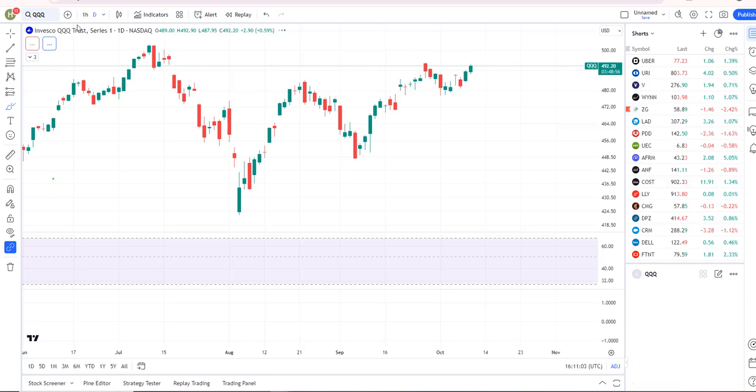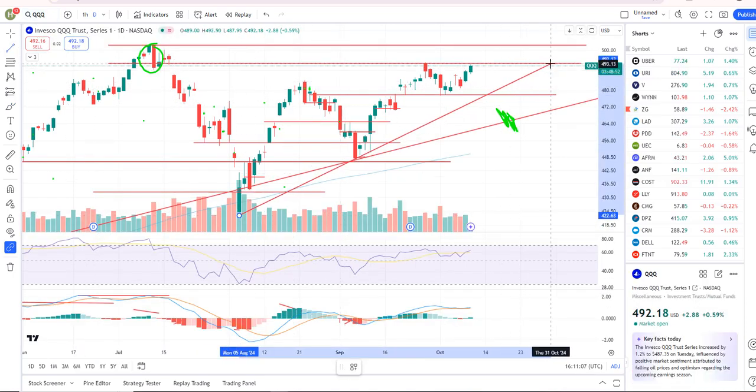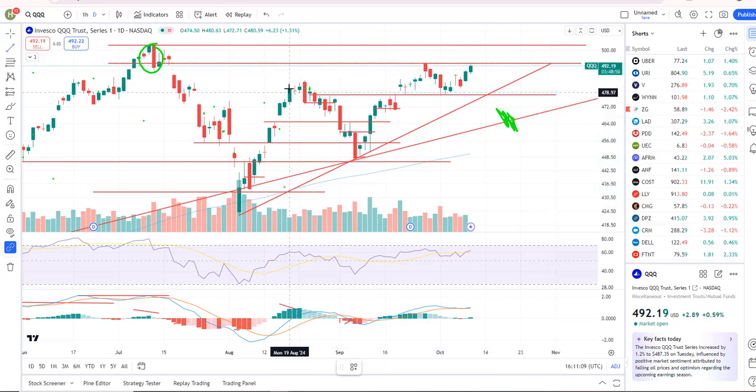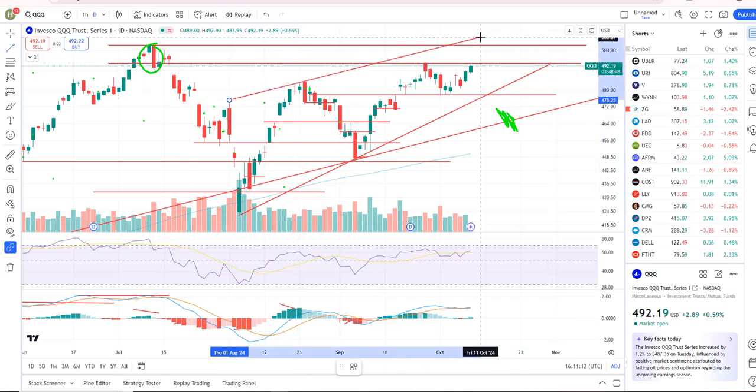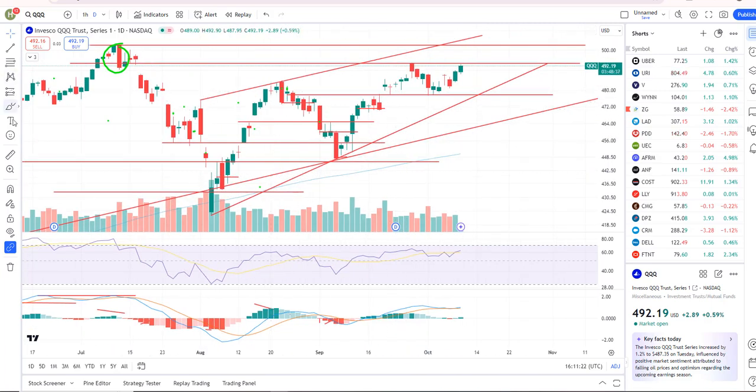So now back to the triple Qs. I don't have as clean of a wedge here. If I mark out the lows, you've got a couple of reactions there, and if I mark out the highs, just a couple of reactions there. So the bearish rising wedge is not as cleanly defined in the triple Qs.